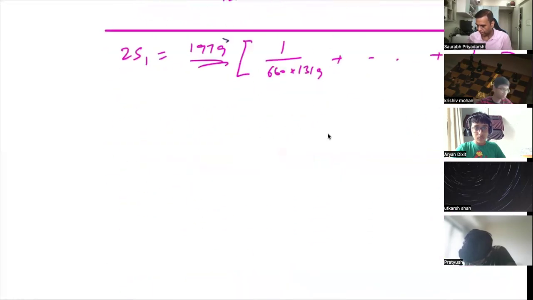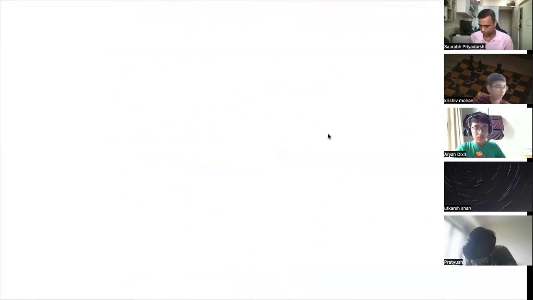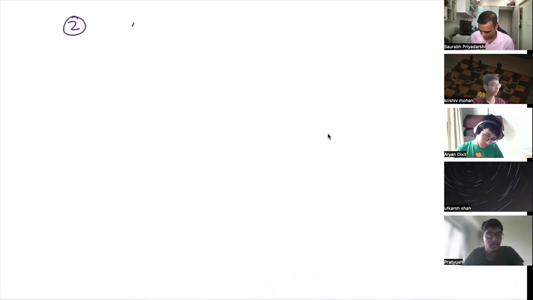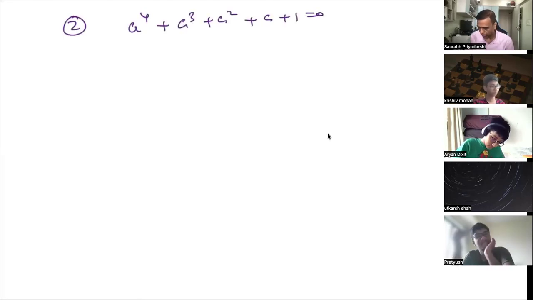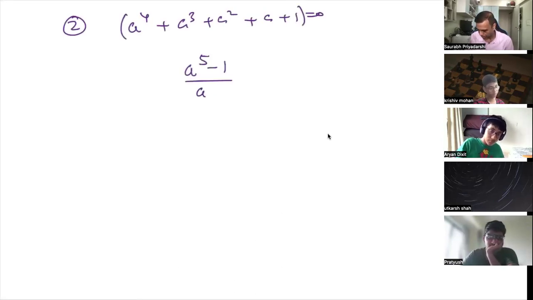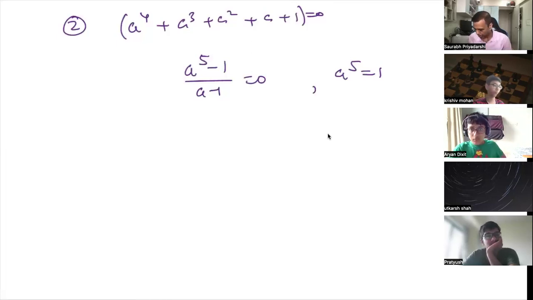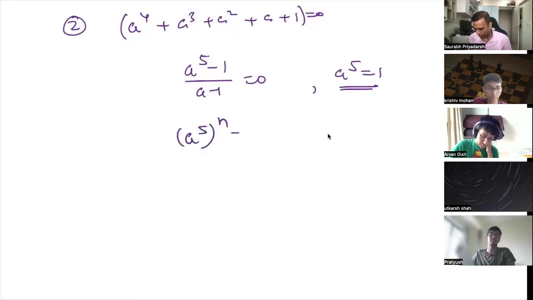And this question, the second question, everyone who answered has got it correct. Everyone is getting this: a to the power 4 plus a cube plus a square plus a plus 1 is equal to 0. And we know that this is a GP series, and from this I'm getting a to the power 5 is equal to 1. This a to the power 5 is equal to 1. If the value of a were 1, the sum would be 1 plus 1 plus 1 plus 1 plus 1, which is 5. Very good. So a to the power 5 of any of the powers will be 1 only.